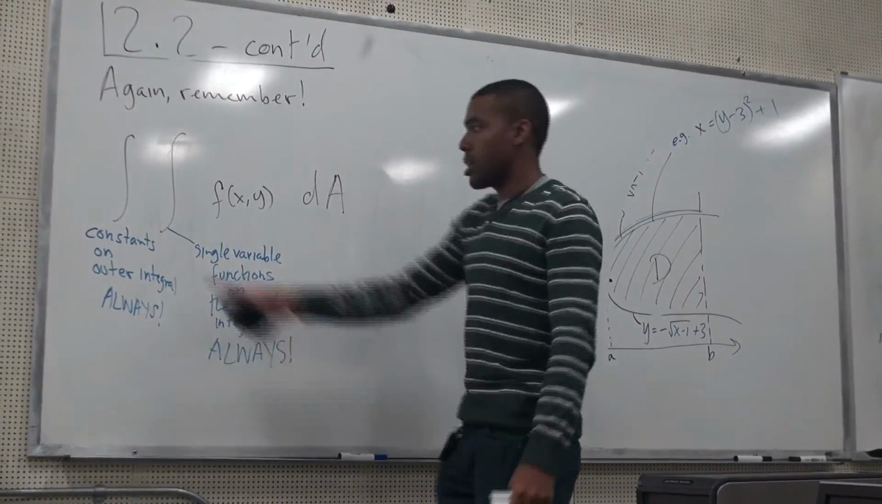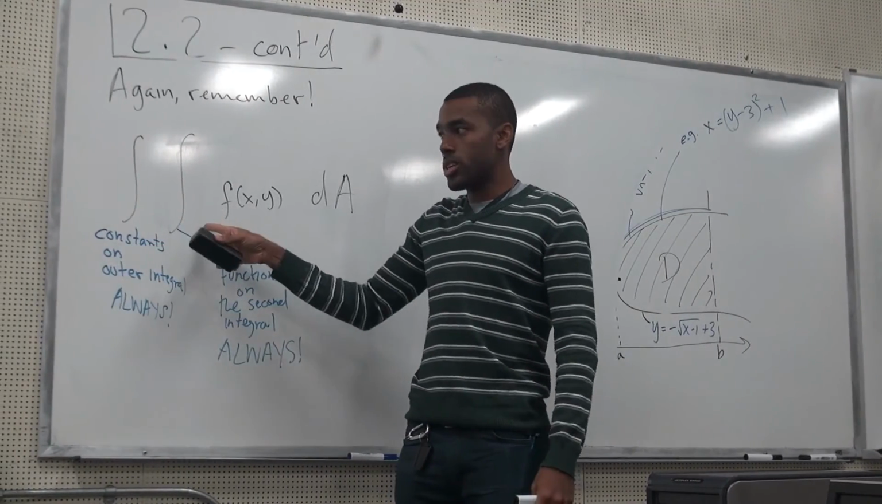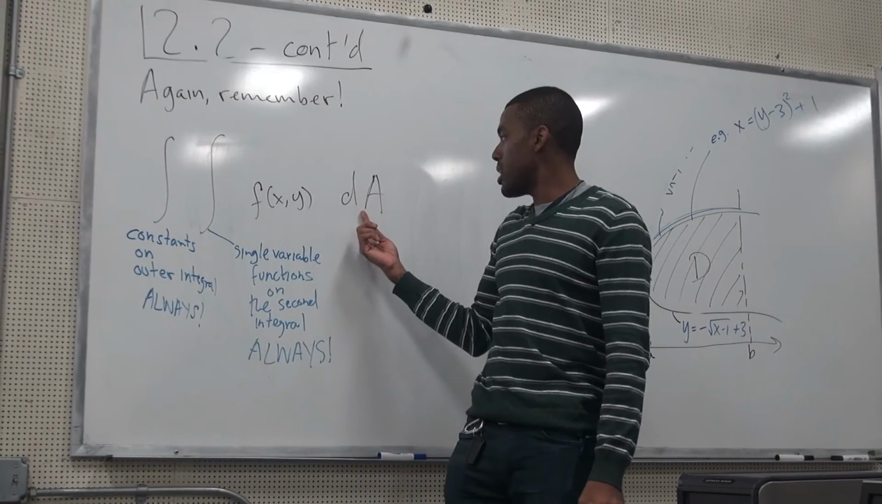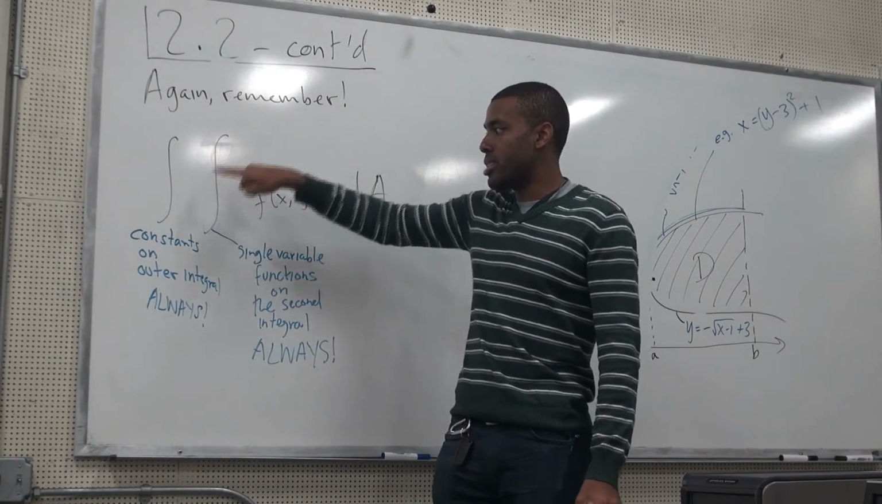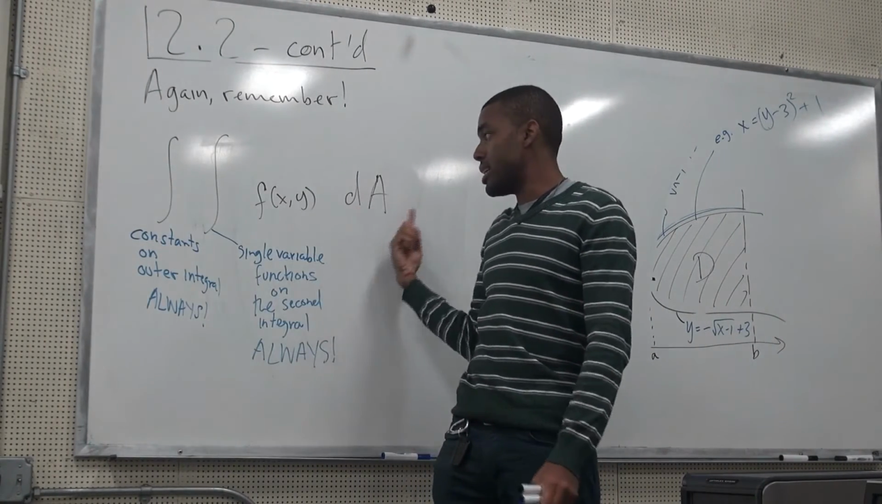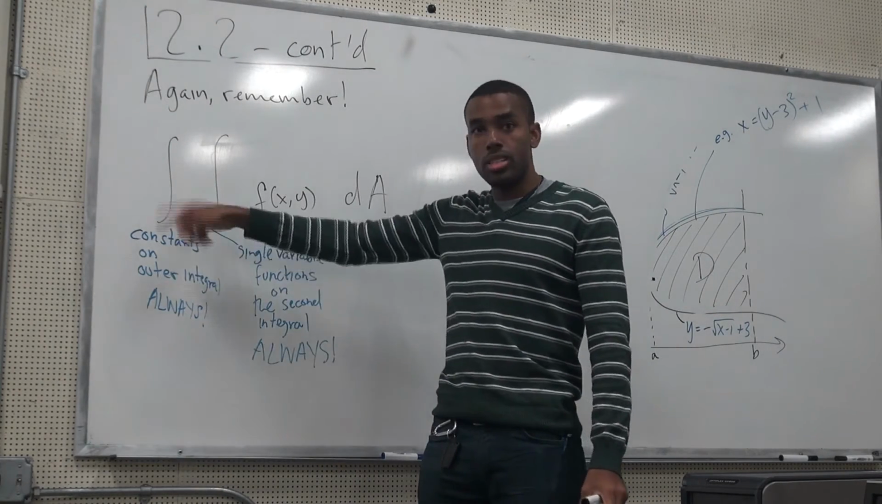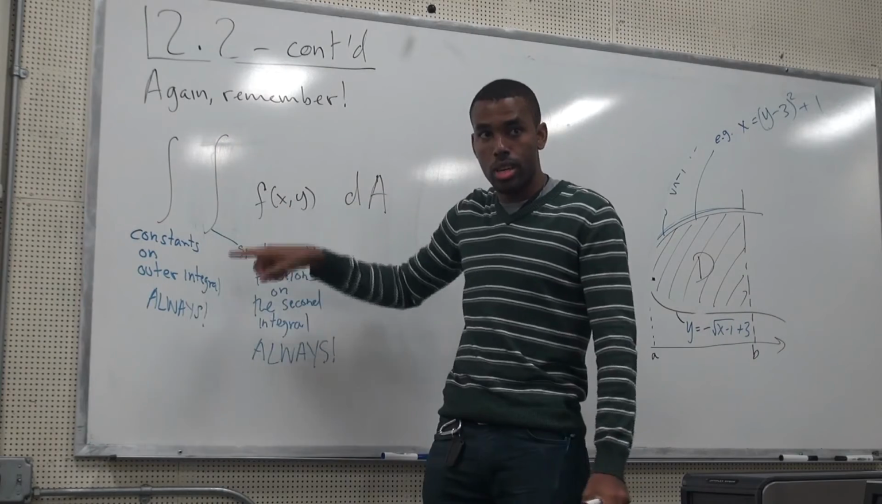But again, constants on the outside, functions on the inside, and you have to set it up. If this is a dx dy, it means you need to have left, right, bottom, top. If it's a dy dx, you need to have bottom, top, left, right. Always constants out here, always functions out there.